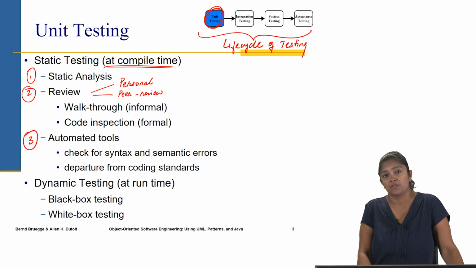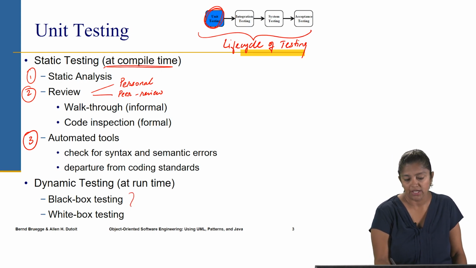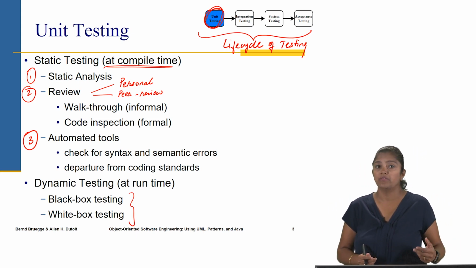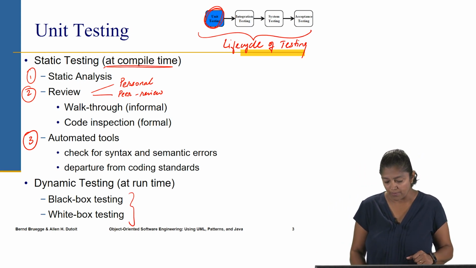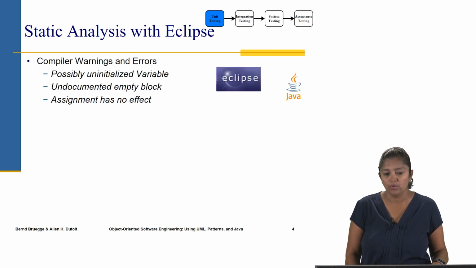Dynamic testing, this is done at runtime, so this is when the program has been developed fully and it can be executed. And at that time, a number of tests could be run to make sure that the results produced by the program are what is expected. So at runtime or dynamic testing, again, there's two types: there's black box testing and white box testing, and we'll go over these two techniques today. So we'll start with the static analysis tools.